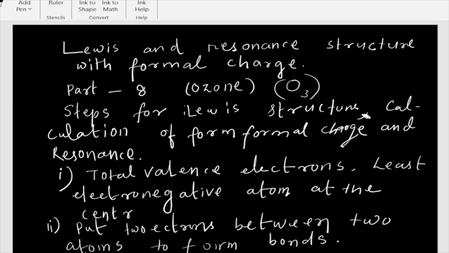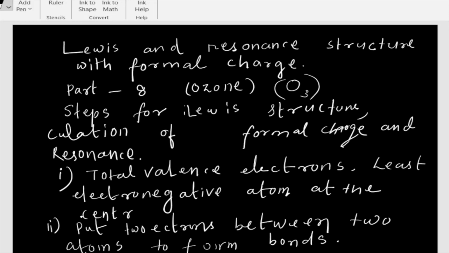The first step is that the total valency electrons are to be calculated. Total valency electrons means the outer shell electrons. For oxygen it is 6 electrons. The second point is the least electronegative atom. Suppose there are two different elements, then you will see which is the least electronegative. The least electronegative atom you will always put at the center.